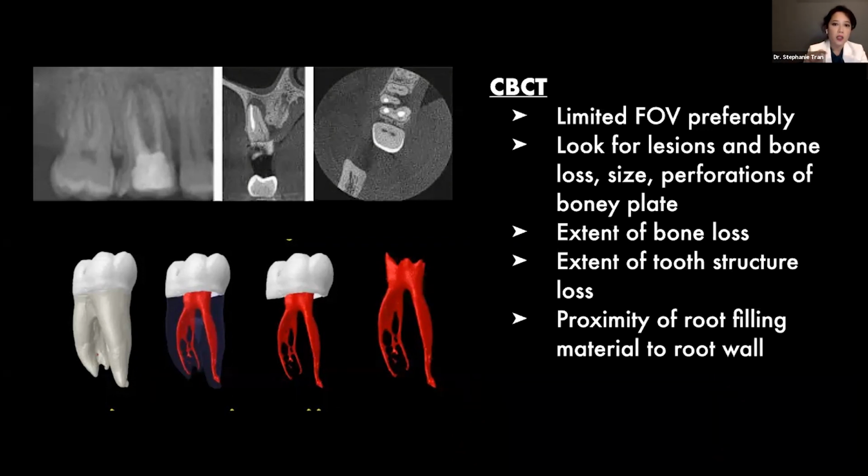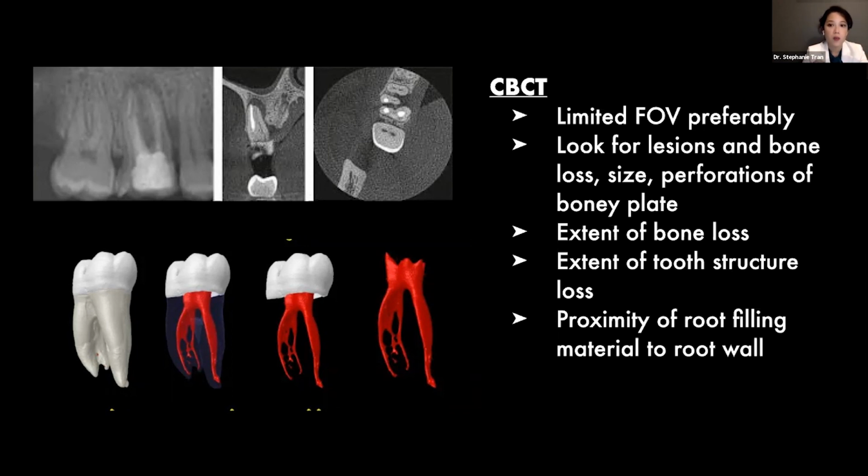So whether or not the root canal filling material is close to a wall, or if there is a missed canal, for example, in this particular CBCT, we can see that there's a missed MB2 and where it is. And what we're looking for from a cracked or vertical root fracture standpoint is the bone loss as well. So we're looking for the lesion, its extent, and how far up the tooth, how much bone loss there is.